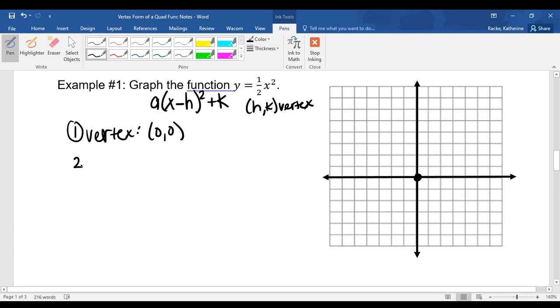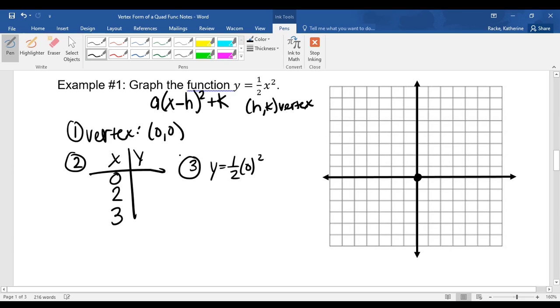So for step 2, we're going to make a table, x and y's. It's going to go 0, 2, 3. Okay. So what we're going to do for step 3 is plug these x values into the equation. So y equals 1/2 x squared. We know the 0 is going to be 0, but 0 squared is 0. 0 times 1/2 is 0. Y equals, now we're plugging into 1/2 times 2 squared. So 2 squared is 4. 4 times 1/2 is going to be 2.